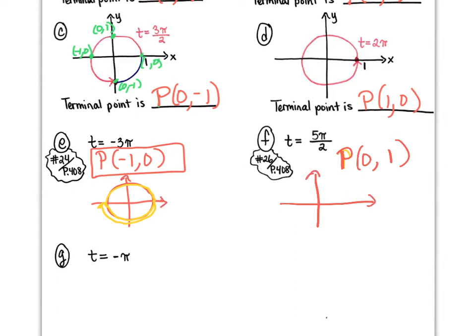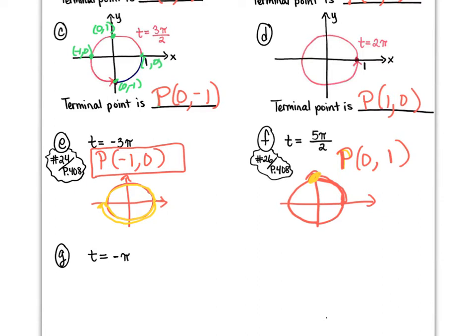So notice that whenever we go from 0 to here, that's what? Pi over 2. This is 3 pi over 2, and this is 2 pi, which is the same thing as 4 pi over 2. And then you go back up, and this here gives you your 5 pi over 2. Okay, good. So you have P of (0, 1).